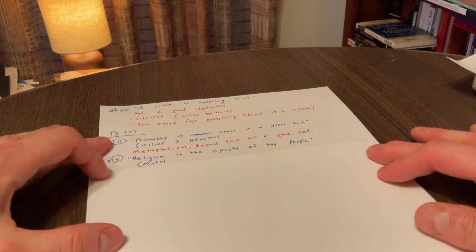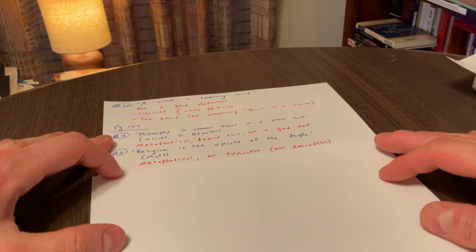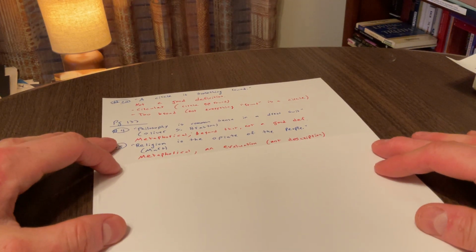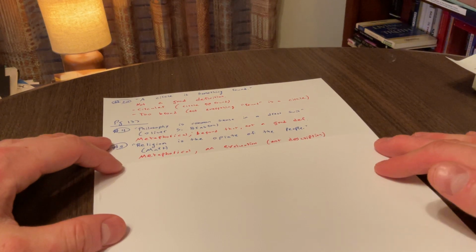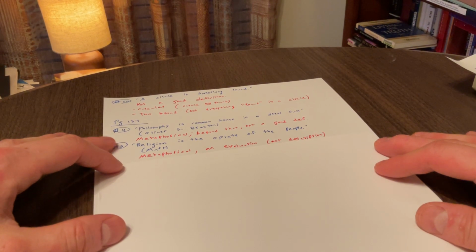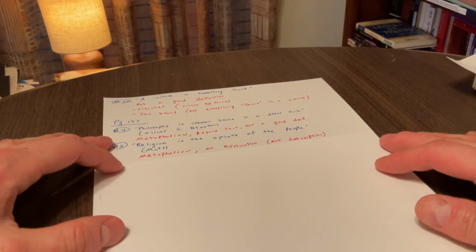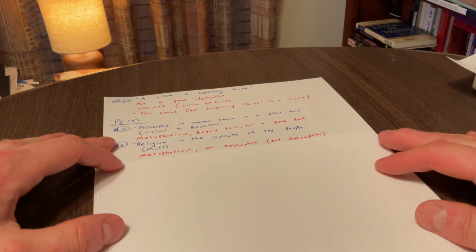Topic number five, religion is the opiate of the people. Well, once again, we have something that's metaphorical. It's not really a definition of religion, right? And it's more of an evaluation. So it's not descriptive, by the way. So it's an evaluation, too.